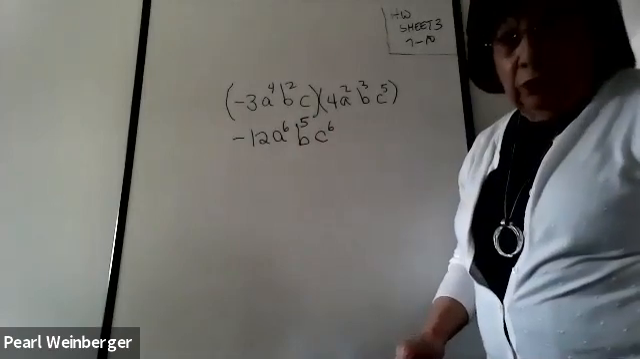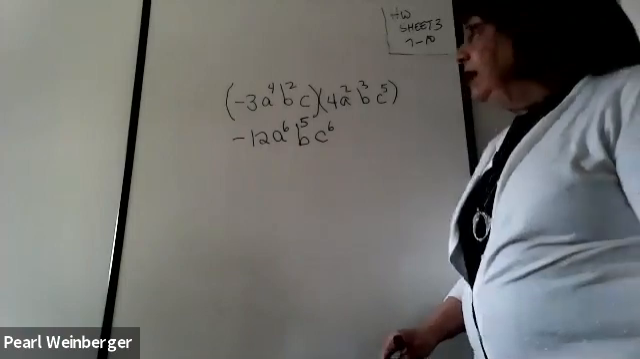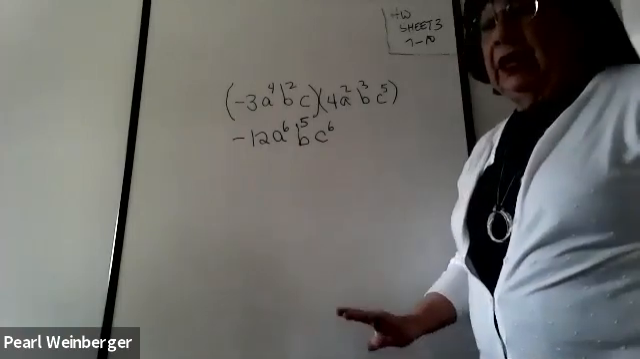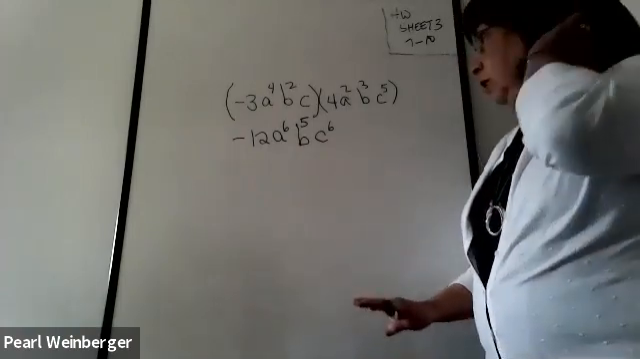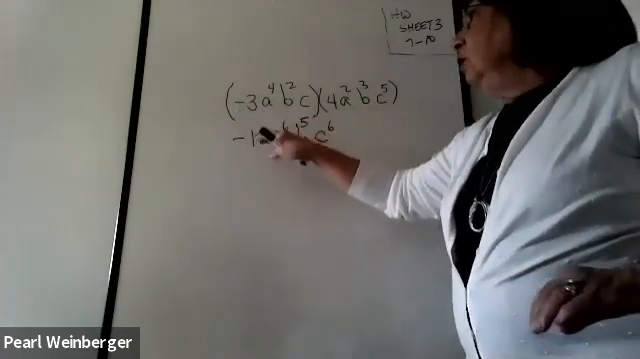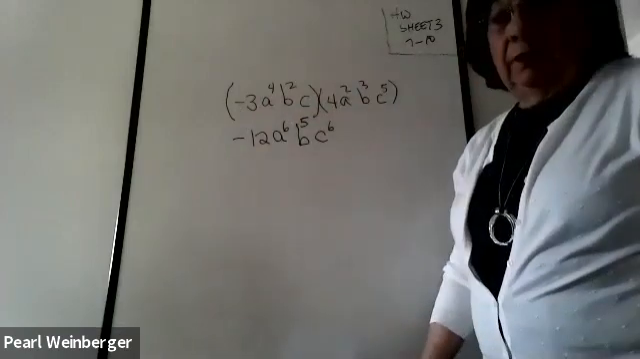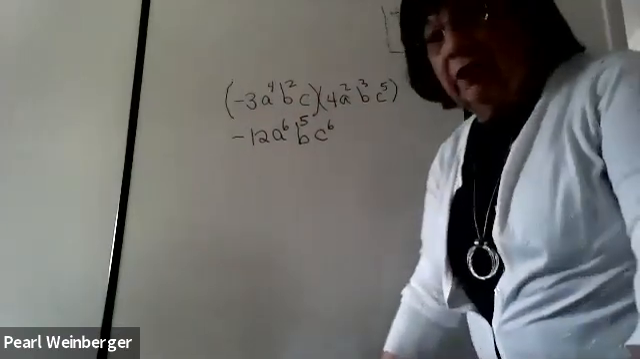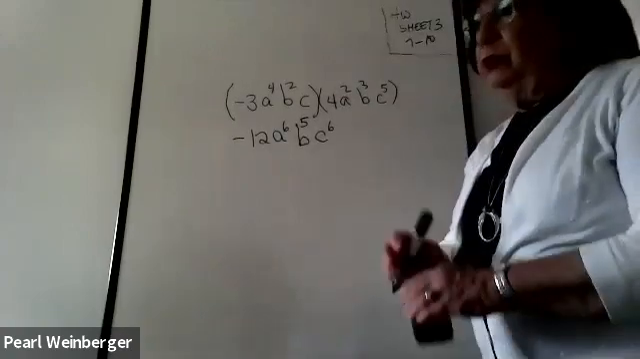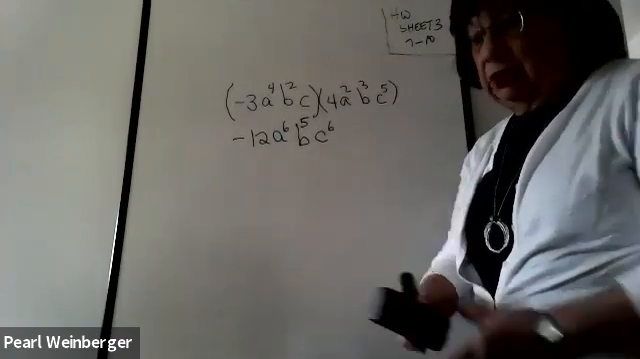So we don't need common like terms to multiply, only when we add and subtract. But when we multiply, not only do we multiply the numbers in front, we also have to add the exponents, because multiplication of variables, or multiplication of things with exponents, means add the exponents.